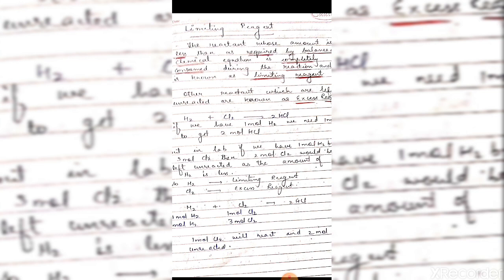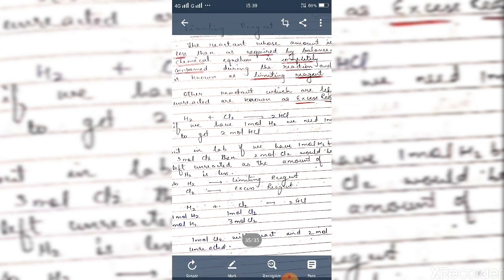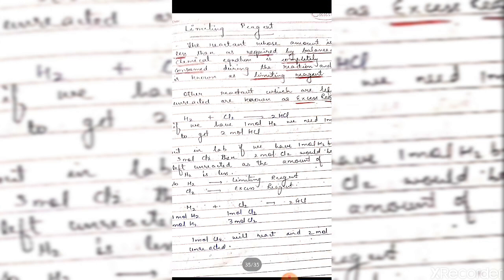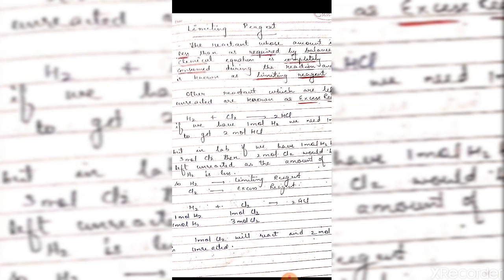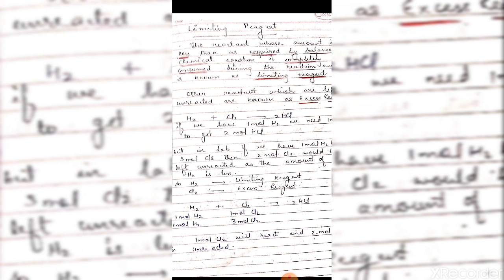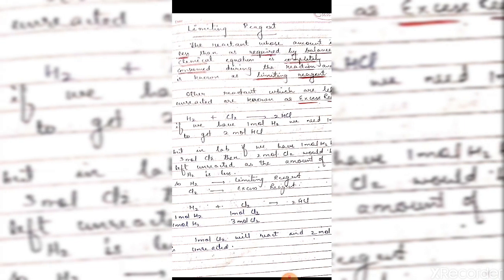Now consider an example: H2 plus Cl2 gives 2HCl. So if we have 1 mole H2, we require 1 mole of Cl2 to form 2 mole HCl. So if you have in the lab 1 mole H2 but 3 mole of Cl2, from the balanced equation we know 1 mole H2 needs 1 mole Cl2, but we have 3 moles. So only 1 mole of Cl2 will react. 2 mole of Cl2 would be left unreacted.